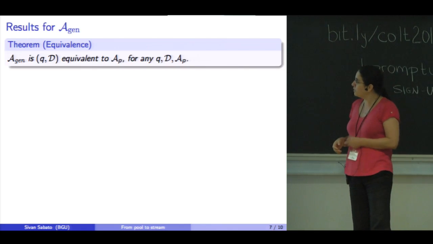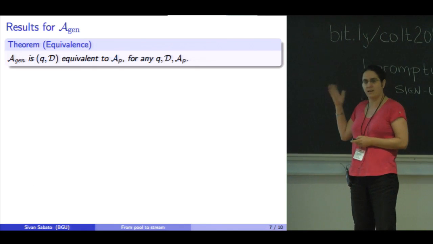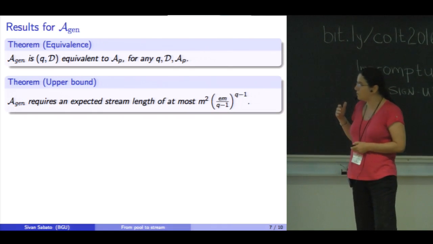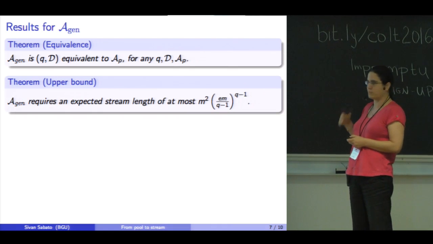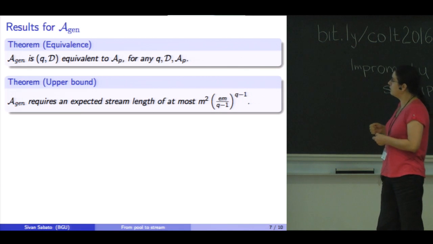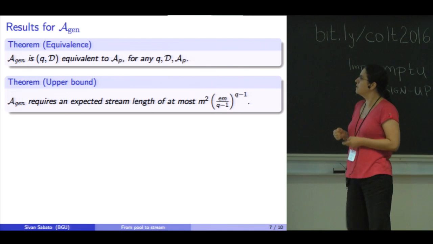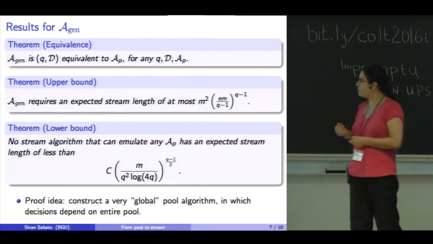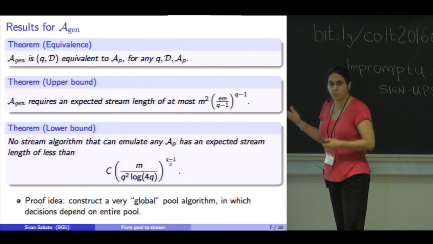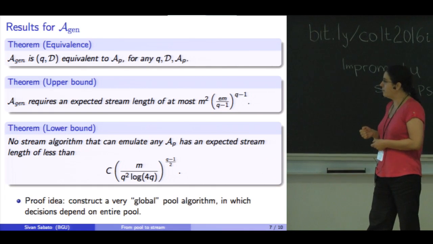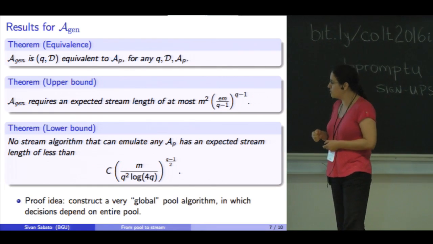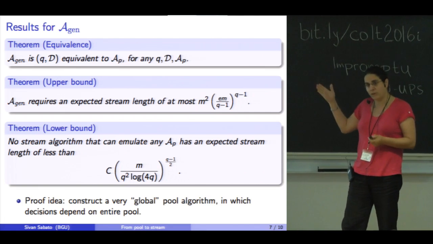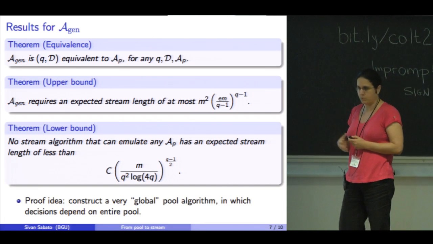What we can show is that this algorithm, first of all, is exactly equivalent to the pool algorithm. We can also show a uniform upper bound on the stream length that this algorithm uses in expectation, which is essentially m to the power of q, more or less. And we can also show that this is actually necessary. Any stream algorithm with the same properties, which emulates any pool algorithm, will need a stream length which is exponential in q over 2. So this is quite close to the best that you can get for this general problem.